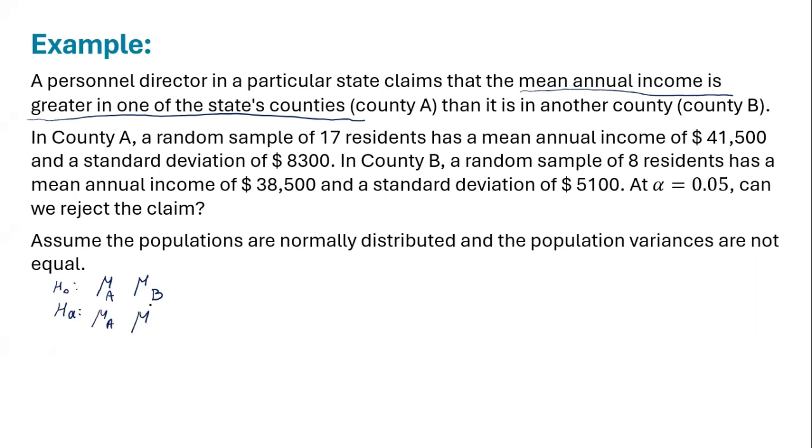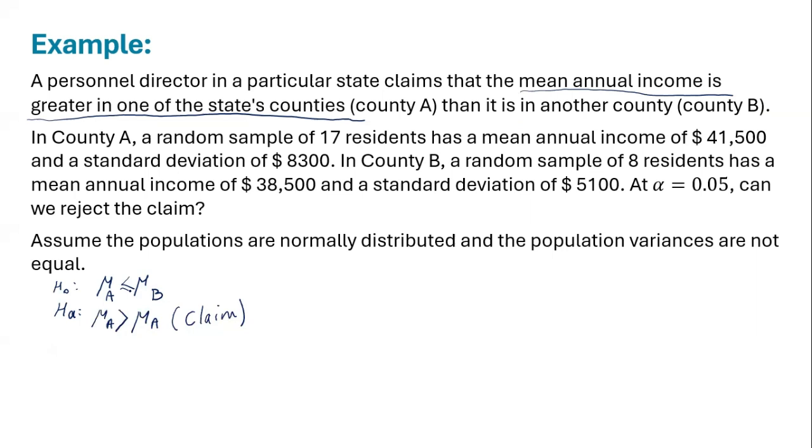So the claim says that the mean in county A is greater than. Greater than means we need to put it on the alternative. And that's the claim. If the alternative is greater than, that means the null is less than or equal to. Okay, I usually like to write my null and alternative hypothesis when I'm reading the claim. Now read the rest of the problem.